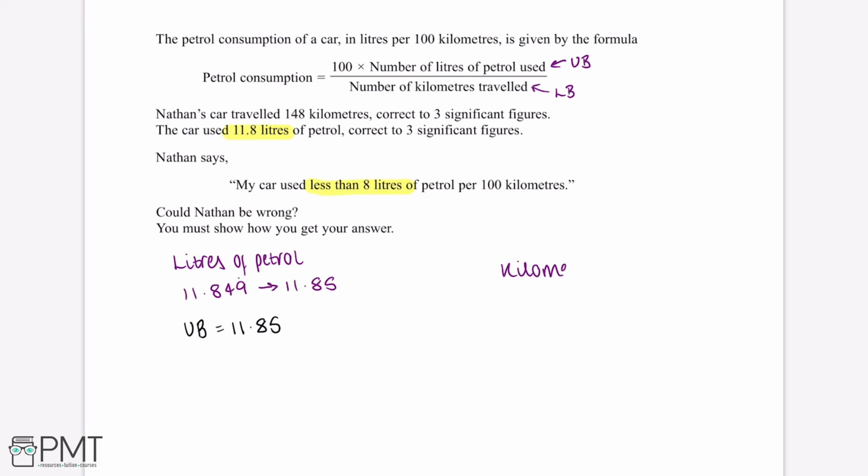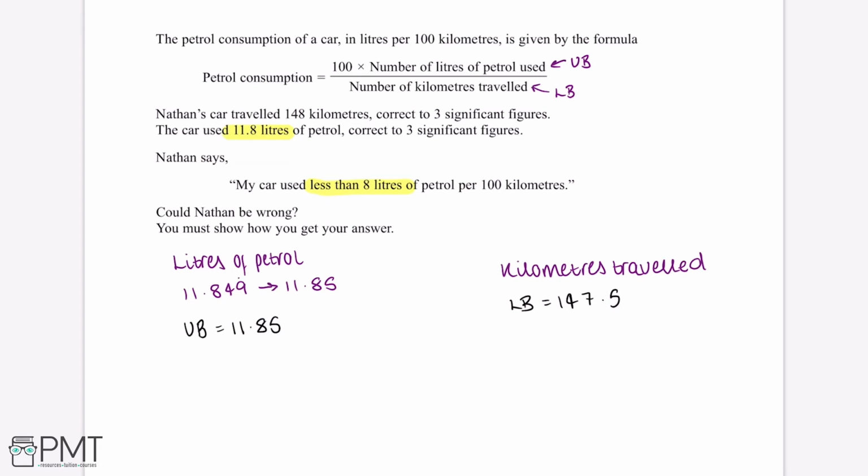Next, we can move on to the number of kilometres travelled. So we want to work out what the lower bound for this is. So Nathan travelled 148 kilometres. So similar to before, we want to find a value which will round to 148. However, this time we're working out the lowest value. And the lowest value, which would still round up to 148 kilometres, would be 147.5 kilometres. So this is our lower bound.